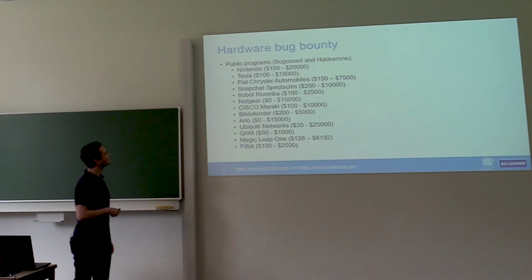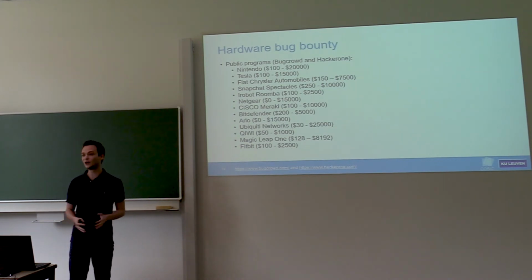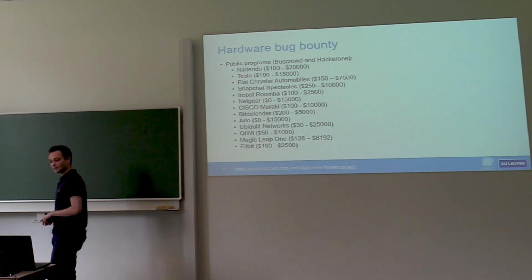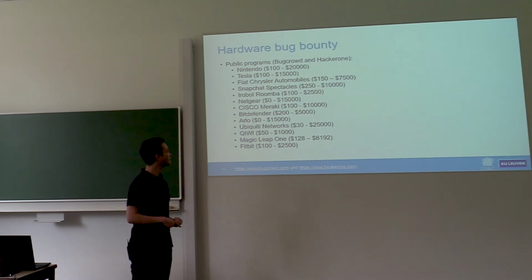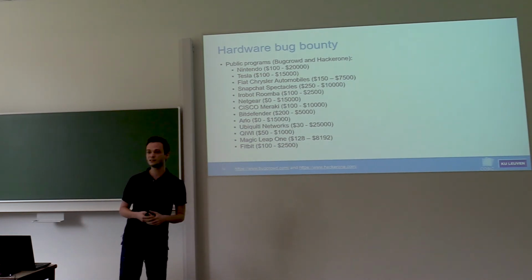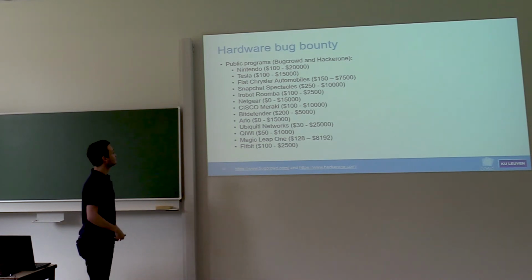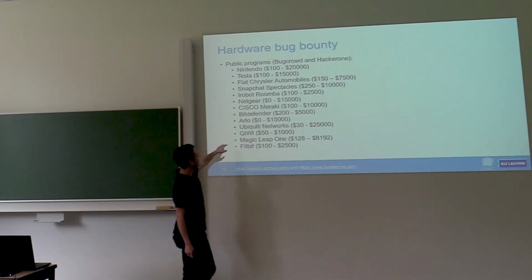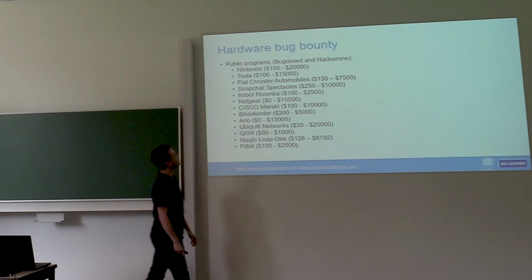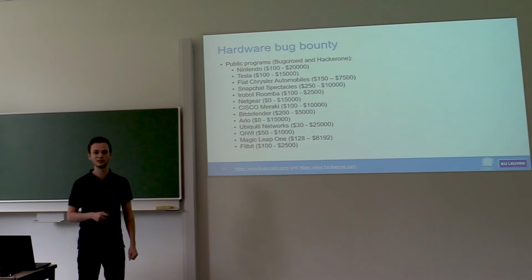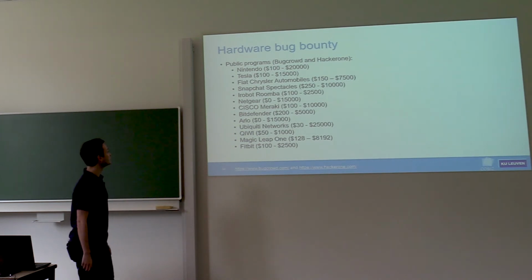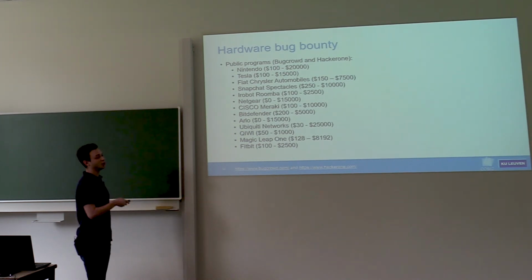Now I told you I was going to tell you how to make money doing this. So there's a few companies that offer bounties for bugs you find in their hardware devices. I think Ubiquiti Networks offers the highest bounties, up to $25,000 for a single bug. These are usually remote code execution for the highest values. These are only the public programs.